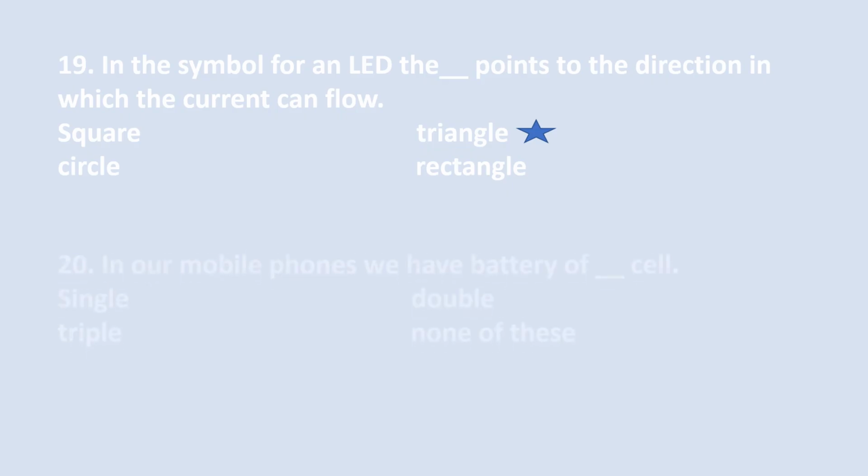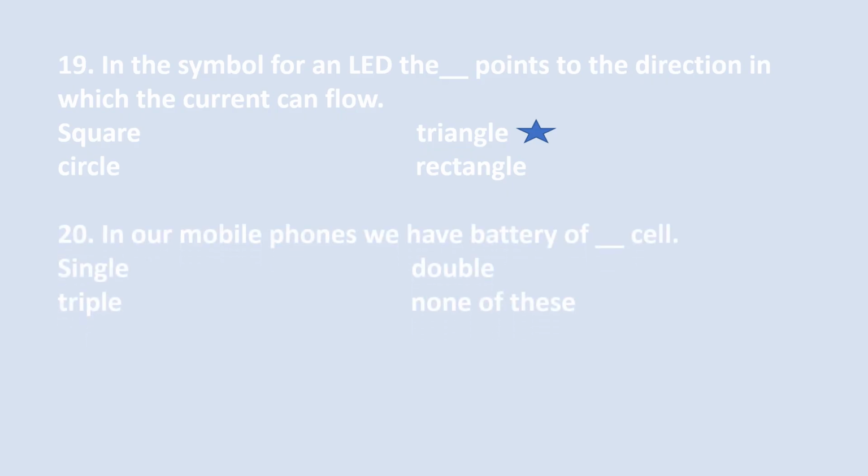Question number 20, which is the last question. In our mobile phones, we have battery of dash cell. So in our mobile phone, we have a battery of single cell, triple cell, double cell, or none of these. So here the correct answer is single cell. So in our mobile phone, we have battery of single cell.